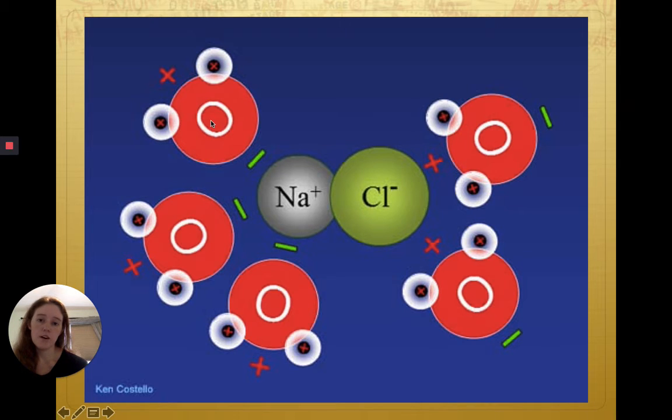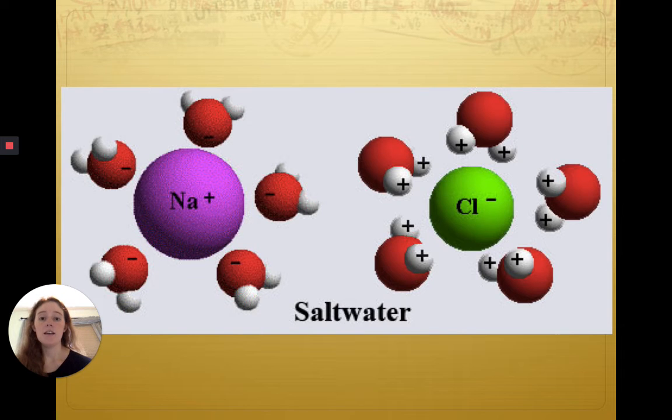So if you notice, the oxygen has that partial negative charge. It's coming in here to attack the sodium, which has a positive charge. The hydrogens, which are partially positive, are going to be attracted to the negative charge of this chlorine. So they are going to just attack this salt molecule. And eventually they will pull it apart, and now you can see there is sodium over here, chlorine's over here. We no longer have individual salt particles, but now we have salt water because it is completely mixed in.